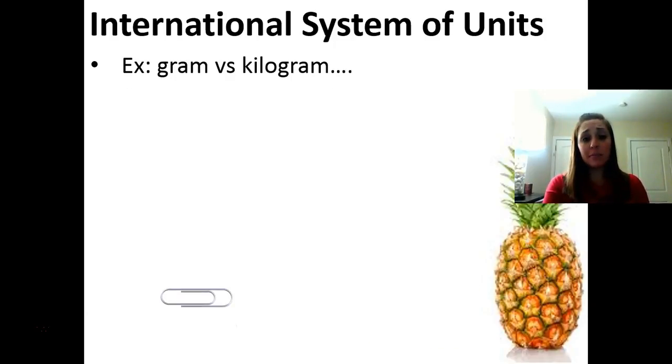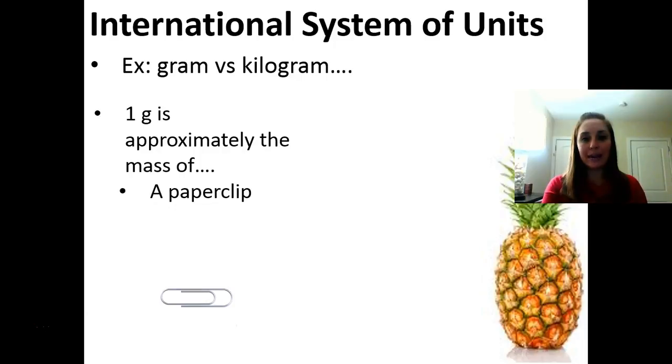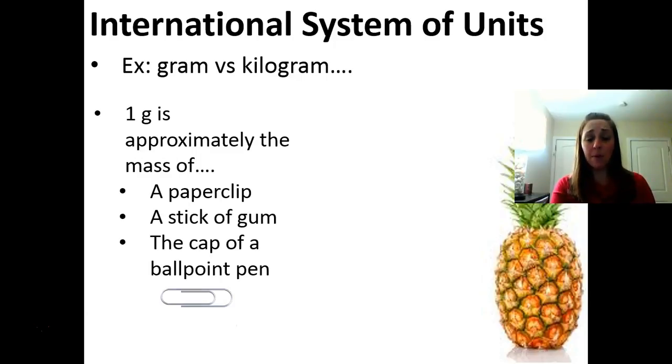So let's compare a kilogram versus a gram, or a gram versus a kilogram. So what is a gram? What is a kilogram? Well, these are units of mass. So you find this on a scale, how much stuff is in something. So 1 gram is about the mass of like a paperclip. So I want you to imagine holding a paperclip. Like, how much do you feel that in your hand? How much stuff is there? Or like a stick of gum or the cap of a ballpoint pen. So 1 gram really isn't that much stuff.